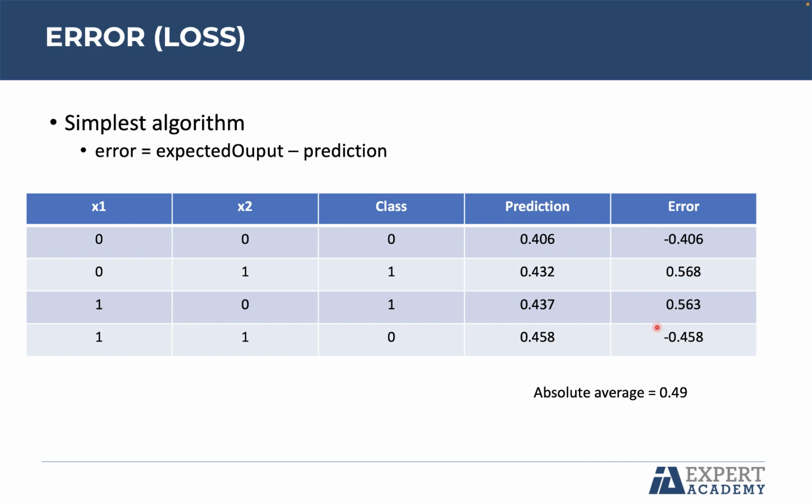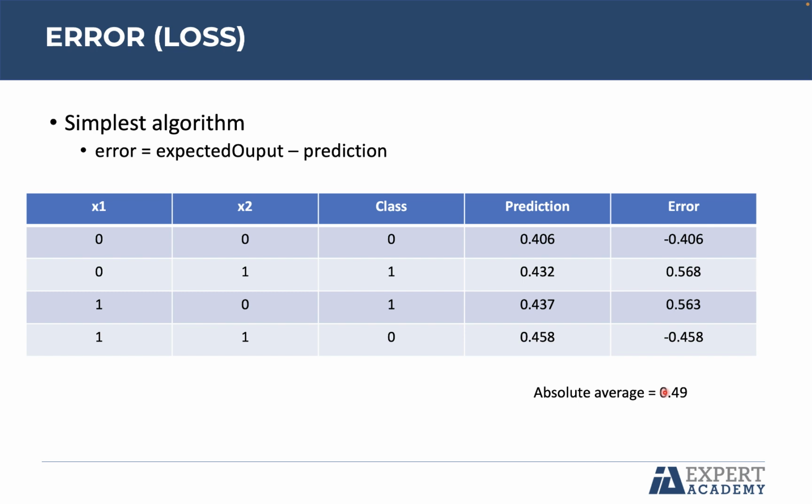However, we can get the absolute number to have only the difference between them, without considering if it is positive or negative. To know the average of the errors, we can add all of them without considering if it is positive or negative, and then divide by 4, which is the number of rows. The average of the error is 0.49. The goal is to reduce the error, and we obtained these predictions using the random weights that were initialized.